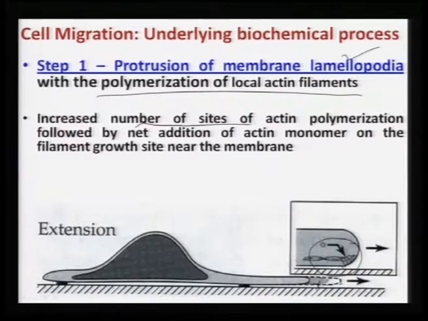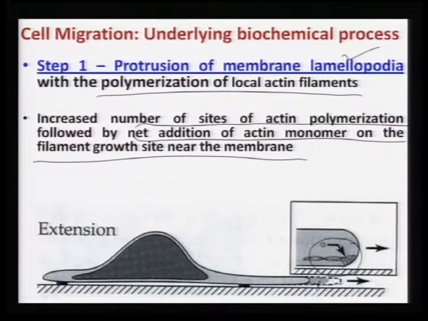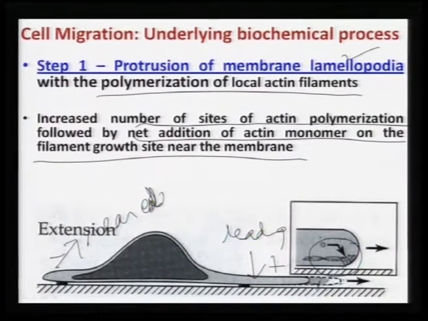So, an increased number of sites of actin polymerization will be followed by the net addition of actin monomers on the filament growth site near the membrane. Actin monomers are the small monomeric molecules of actin formed at the leading edge. Typically for a cell, this is considered the plus end and this the minus end. This is called the leading edge, and this other one is called the rear edge.